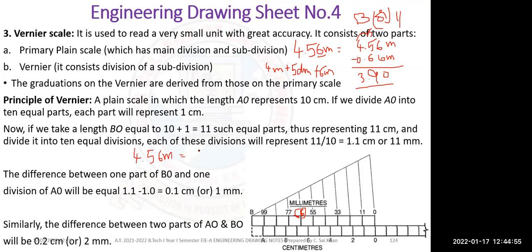So if you see 4.56 meters, how it is divided is 3.9 meters plus 0.66 meters. Then you can generate the divisions in the Vernier scale. That is what Paul Vernier has done. Okay, I'll give you one more number. 1.23 meters. How will you divide 1.23 meters in the Vernier scale? Can anyone tell me?